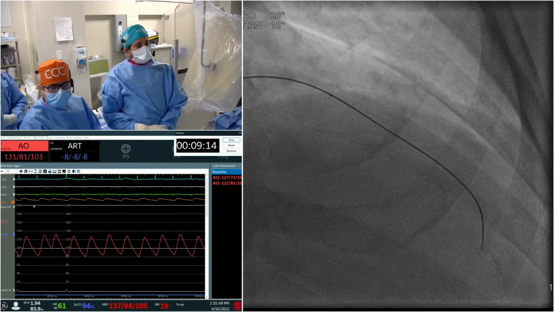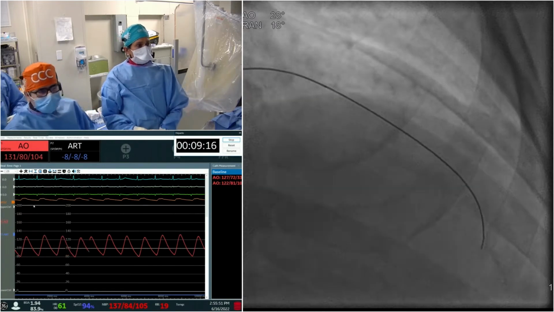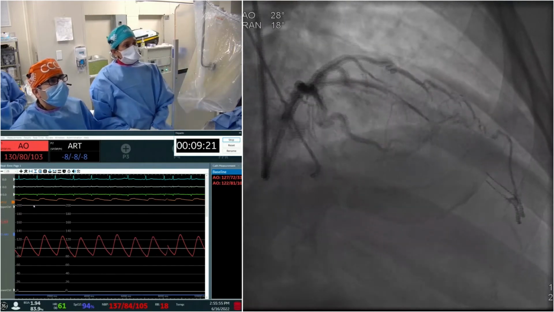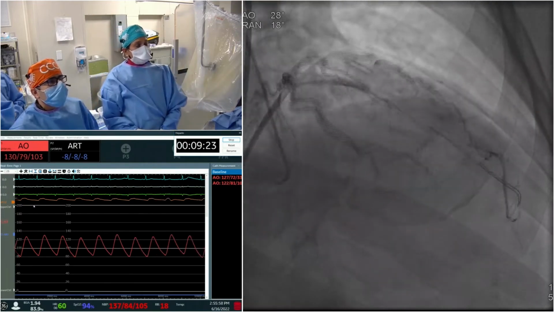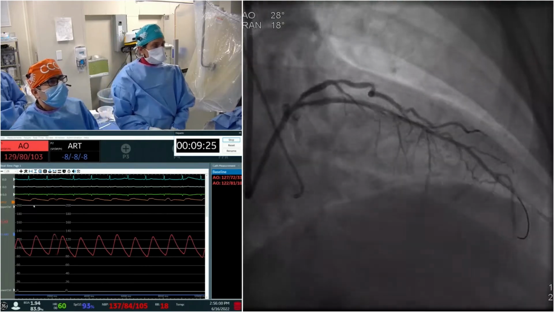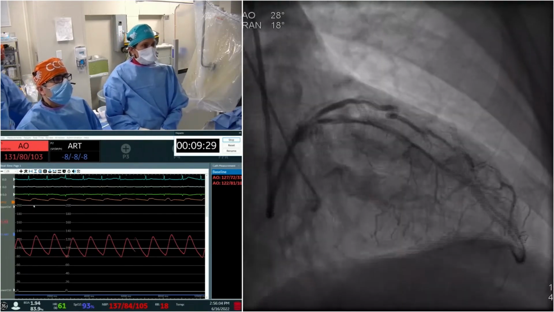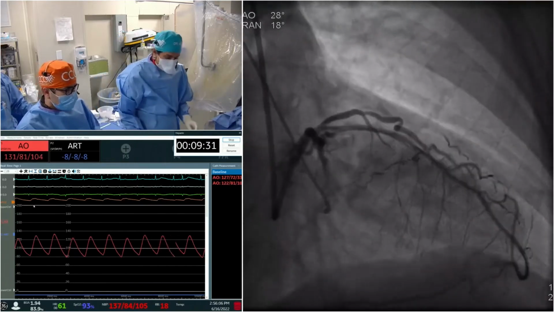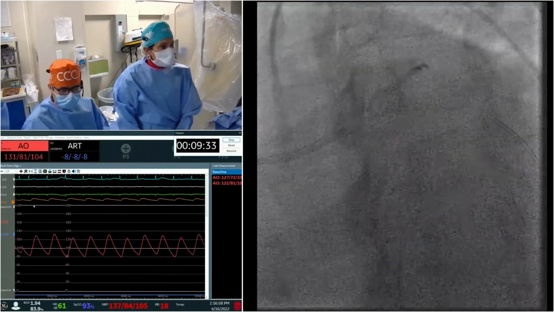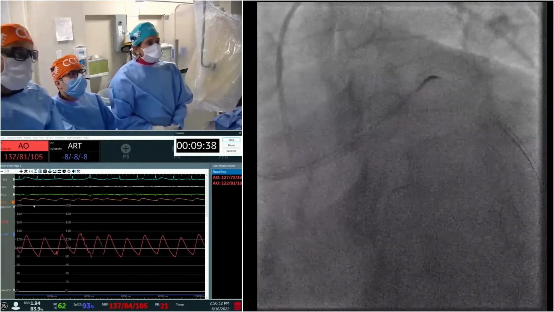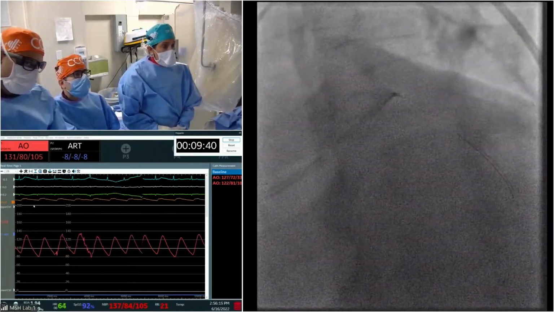So after that, the FineCross actually went all the way down. We exchanged with a 300 RunThrough, pre-dilated with a 2.5 balloon, and now we have a 48 millimeter Synergy because the patient had Synergy on the other vessels. So we're just going to place one stent. We are just focusing to make sure ostial LED is covered, and that's where we are. Any questions, George? No, I think that was very well explained.